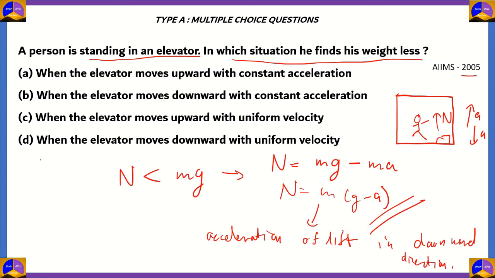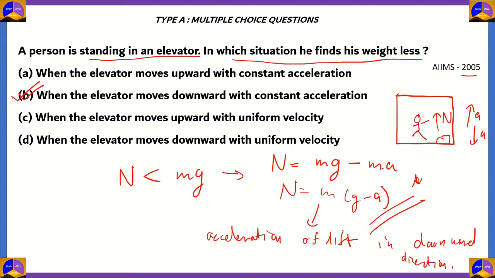So therefore, option B, when the elevator moves downward with constant acceleration, is the correct option in this case. If you look at option A, in option A, it is moving upward. So if you move upward, then n will be equal to m times g plus a. So that means the normal reaction will be greater than the weight.